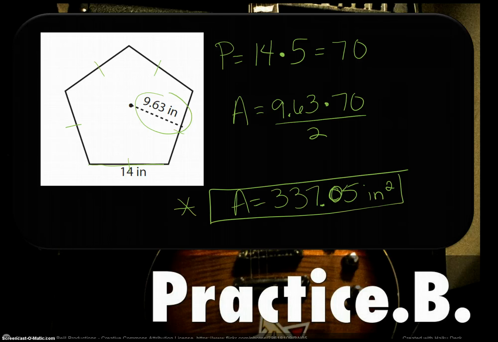All right, practice B, how'd you do? Did you get an area of 337.05 square inches? Good job, my friends, good job.